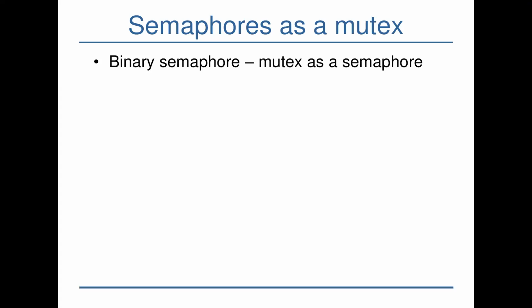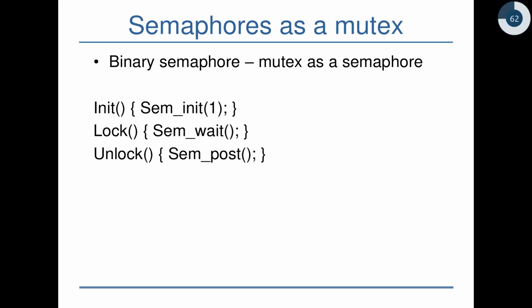Okay, so one thing I mentioned. For binary semaphores, we can use them in place of a mutex. We can replace a mutex with a semaphore. So effectively, the initial value of the semaphore will be 1. We'll initialize the semaphore with 1. When we call lock, that's going to be SemWait. Instead of unlock, we'll use SemPost. So now the semaphore value is 1. We effectively have just one pen.